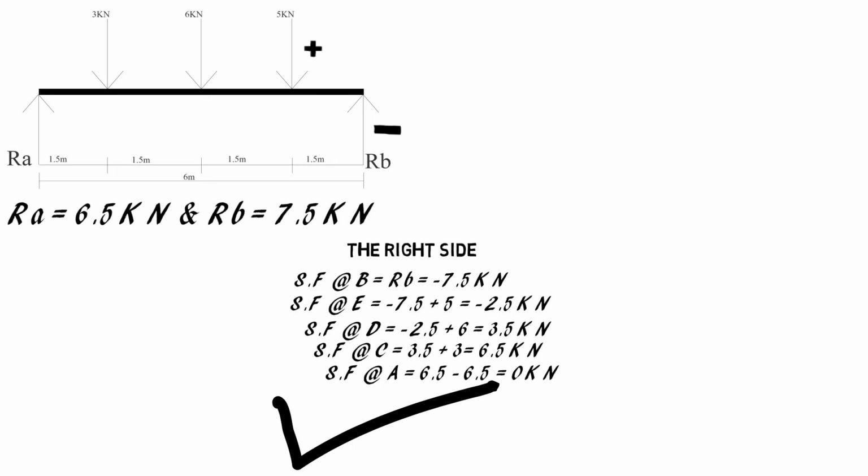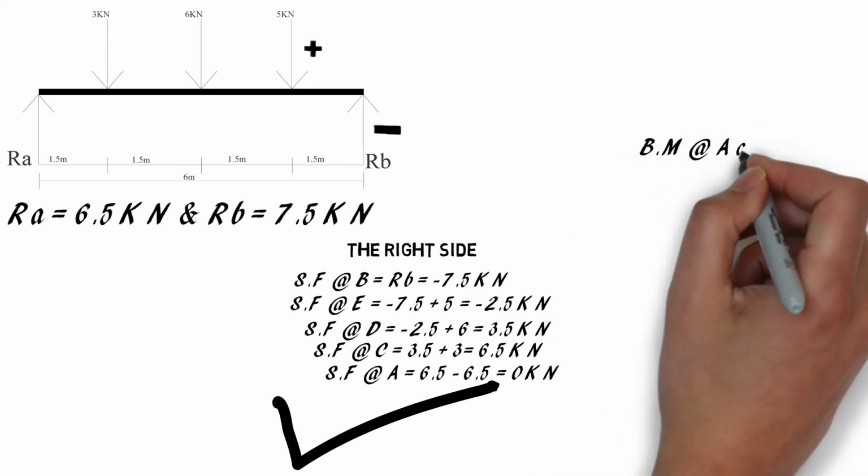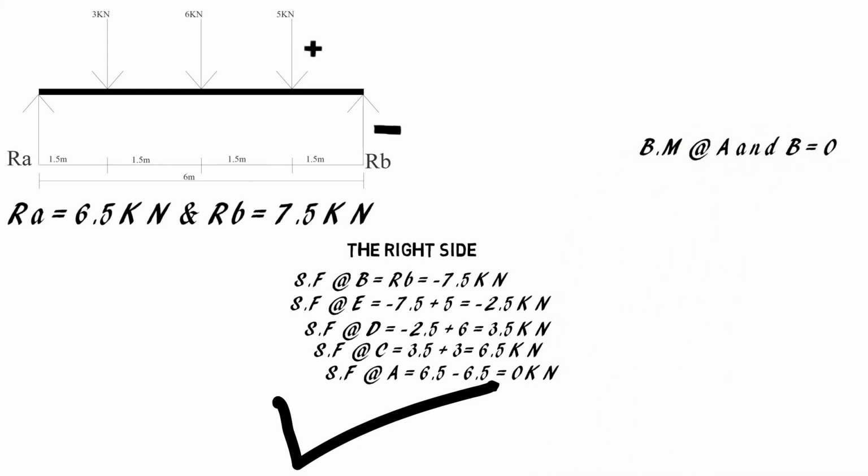Moving on to bending moment. Bending moment is simply force times distance. So for a simply supported beam, bending moment at A and at B is always equal to 0. I've also treated that while resolving support reactions, which is a link in the description. We're just going to treat 3 bending moments, which is at C, at D, and at E.